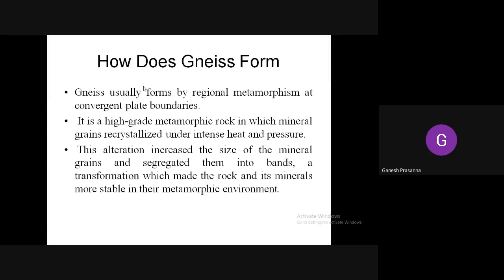When the plates are of uniform composition, like a continental plate and a continental plate, or an oceanic plate and an oceanic plate, both of them have similar composition. When two continental plates hit against one another, they form a mountain on the continent. I told you how the Himalayas were formed in my earlier class. That's a very good example.